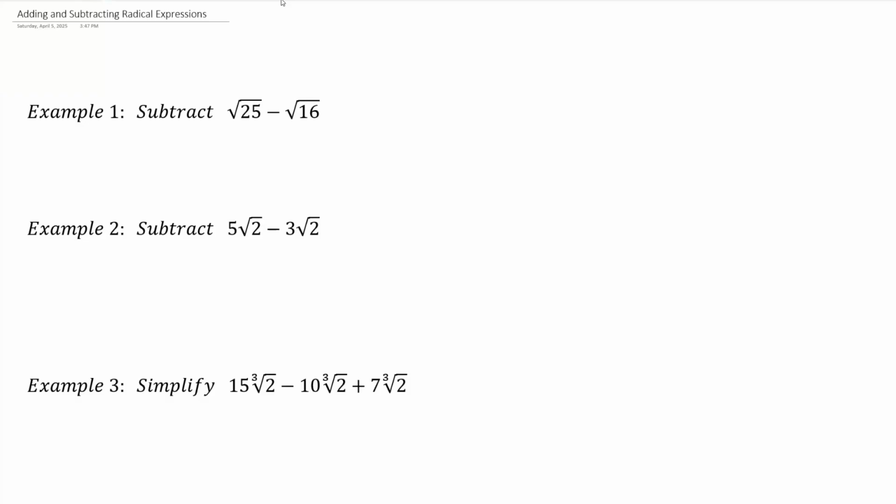So what's the proper way to do it? Well, first, you can try to evaluate the square root. For example, what is the square root of 25? What number times itself gives you 25? Well, that's 5. And then minus, what's the square root of 16? Well, that's 4. So the square root of 25 minus the square root of 16 is 1, right?